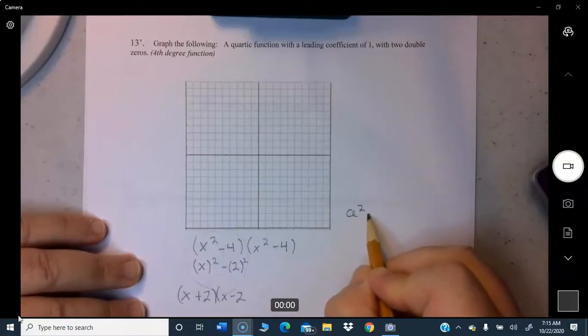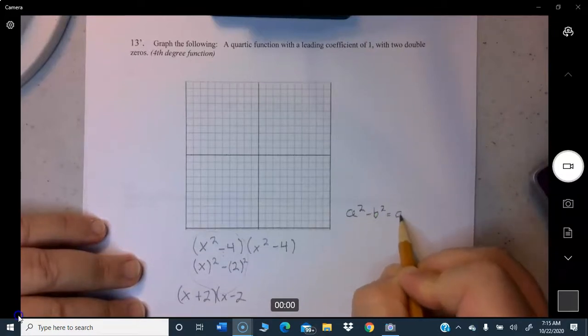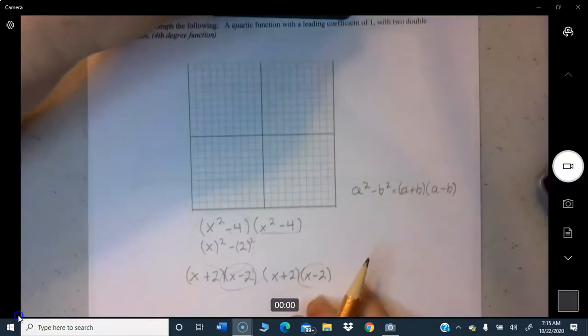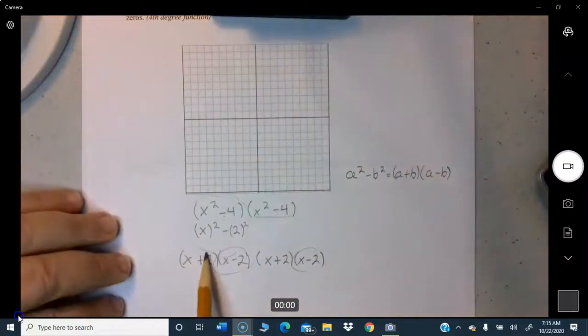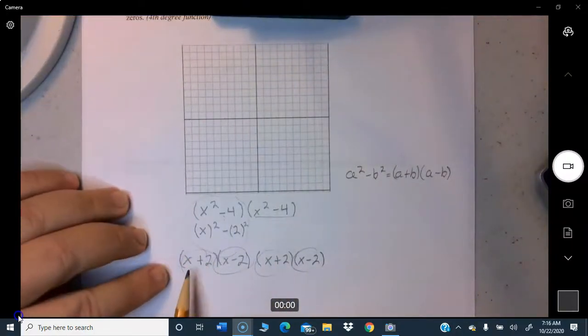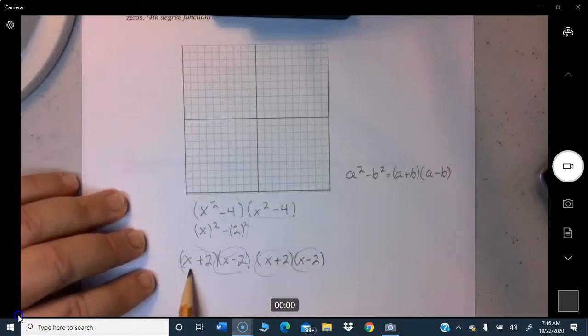I'll go ahead and write it again. A squared minus b squared. Okay, there it is. So there's my a and b. There's my a and b. And now I did have the same thing here, so I'm going to just write it again. Okay, so you see these two are the same. Those are double roots. And these two are the same. Those are double roots. So what are the zeros? They're double roots, they're factors, but what are the roots?